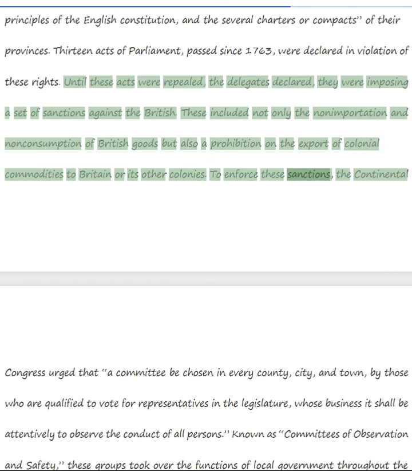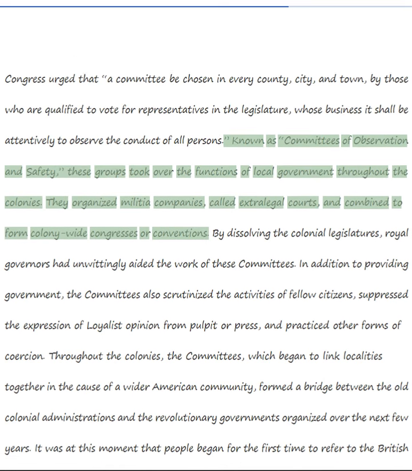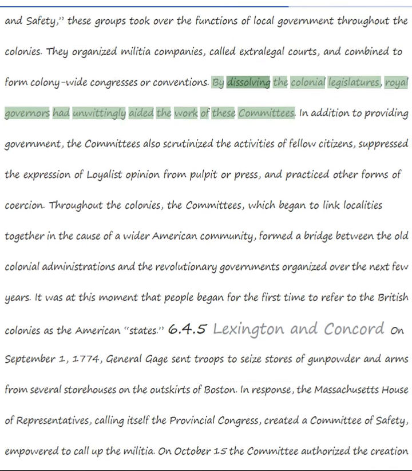To enforce these sanctions, the Continental Congress urged that a committee be chosen in every county, city, and town, by those who are qualified to vote for representatives in the legislature, whose business it shall be attentively to observe the conduct of all persons. Known as Committees of Observation and Safety, these groups took over the functions of local government throughout the colonies. They organized militia companies, called extra-legal courts, and combined to form colony-wide congresses or conventions. By dissolving the colonial legislatures, royal governors had unwittingly aided the work of these committees.